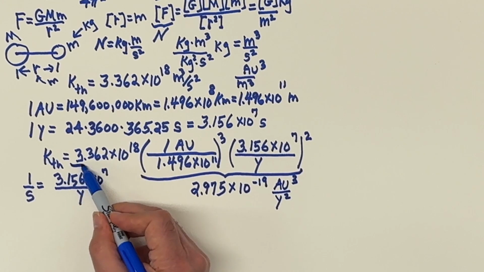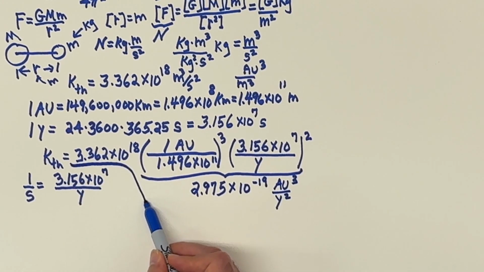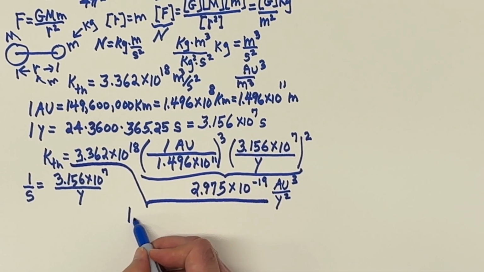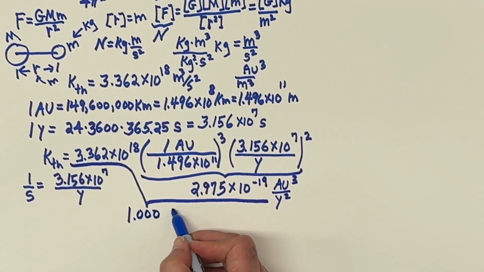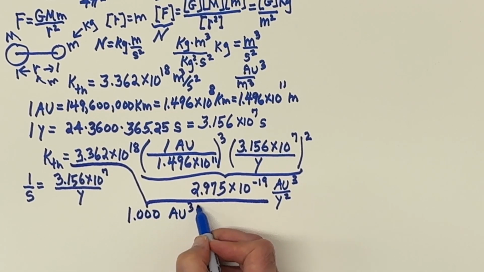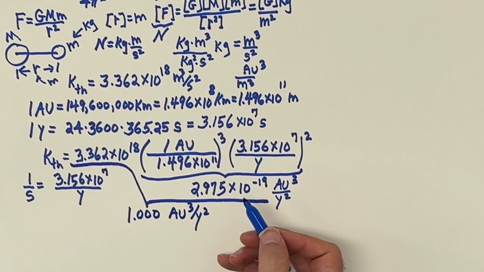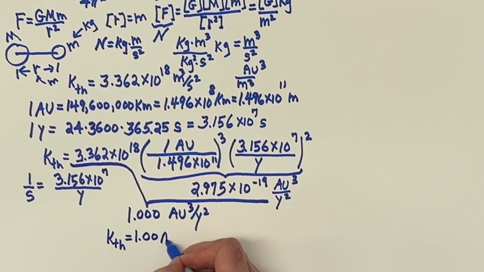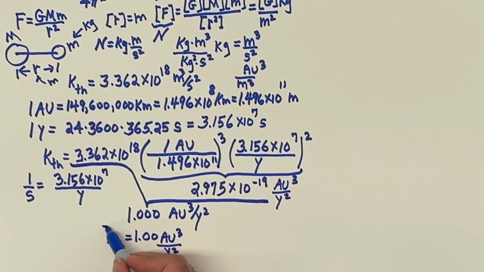Now I'm going to come in here and grab this piece and that. Multiply this together. And when I do that, I get 1.000 AU cubed over year squared. And I'm going to go with three significant figures, 2 beyond the decimal. So that means that the theoretical calculation gives 1.00 astronomical units cubed over year squared.